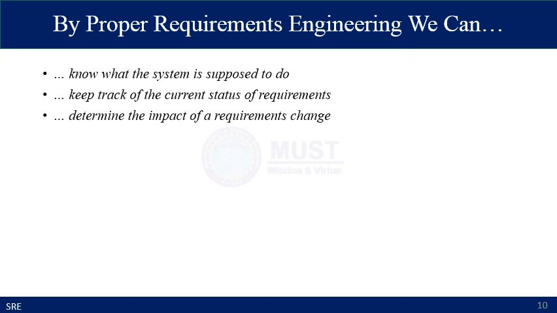So by proper requirement engineering, we can define that we should know what the system is supposed to do, and we should keep track of the current status of the requirements, and we should be able to determine the impact of the requirements change. So you have to manage all these three to maintain a systematic requirement engineering process that will lead to good product quality eventually.